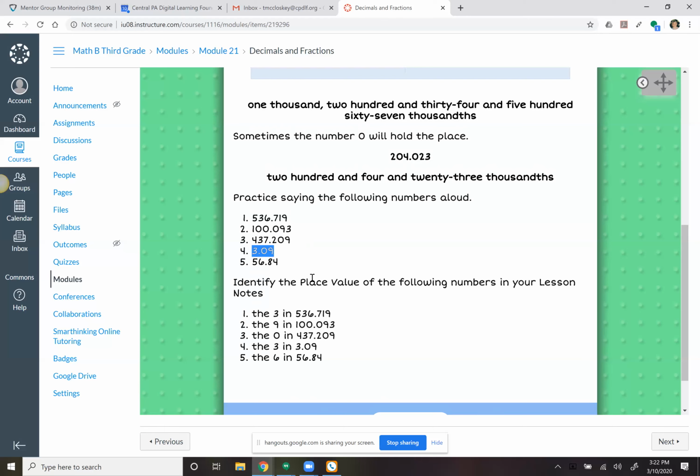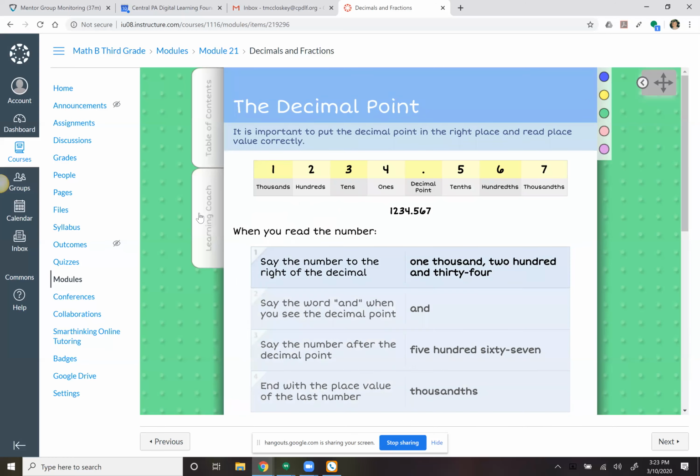Sorry, I couldn't really see. That's okay. 3.09. 3. Yep, 3 and 9 tenths. Not tenths, because the 0 is the tenths. 9 is the hundredths. Good.